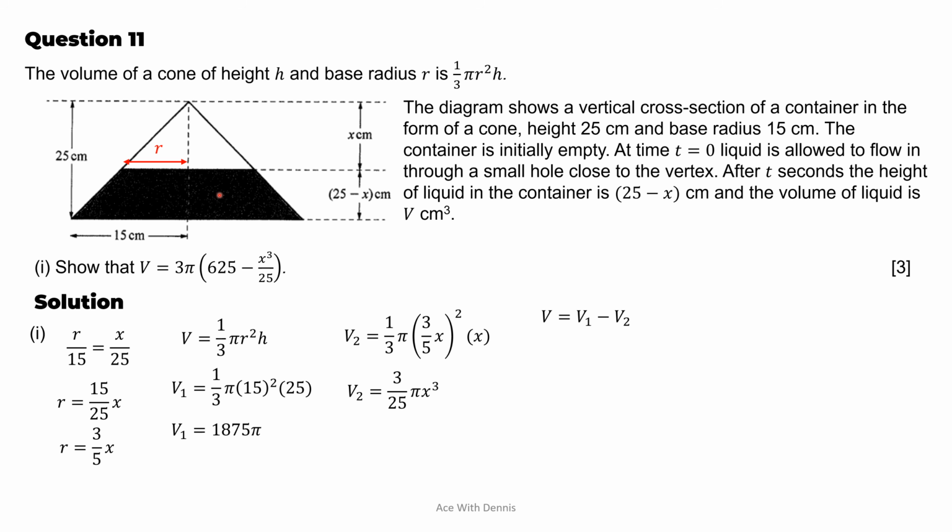Now the volume of the liquid will be V1 minus V2, which is the volume of the bigger cone minus the volume of the smaller cone. V1 is 1875 pi, V2 is 3/25 pi x cubed. We can factorize the common factor, which is 3 pi, bracket 625 minus x cubed, over 25. Now we compare with the equation that we need to form. They are the same, hence shown.